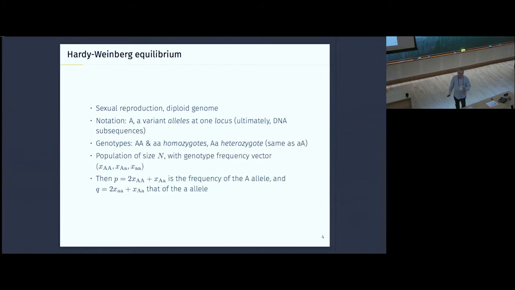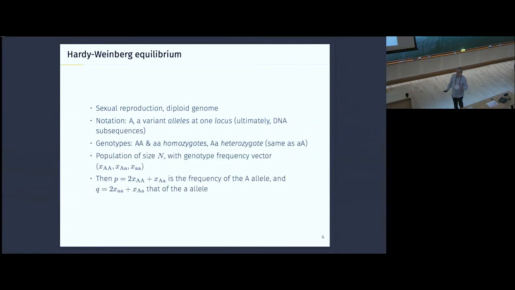We have seen Hardy-Weinberg equilibrium. Hardy-Weinberg equilibrium that was discussed by Kavita is very useful because it is a sort of null model in which you know that when there are deviations from Hardy-Weinberg equilibrium, it means that something is happening. So I remind you what it is.